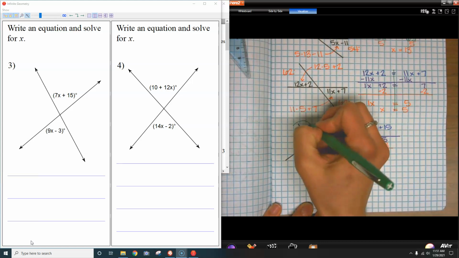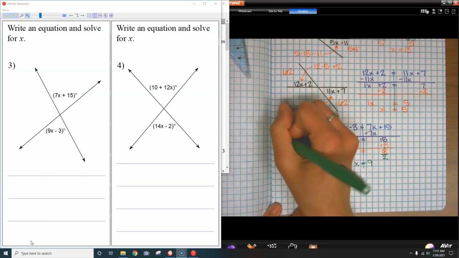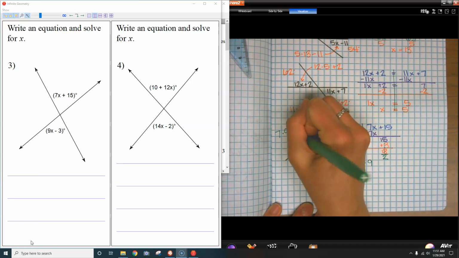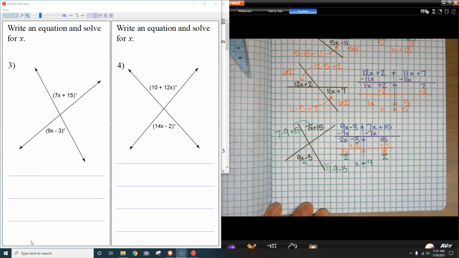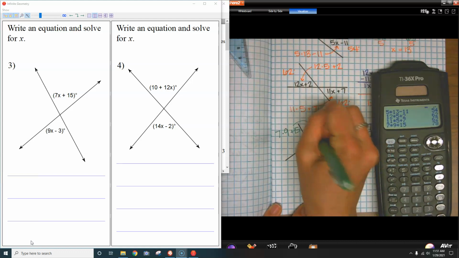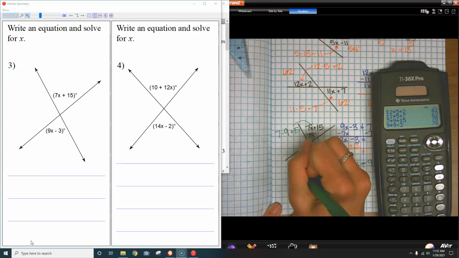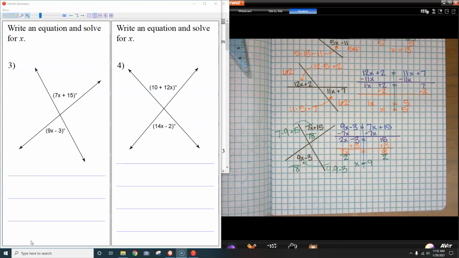So I plug my x value back into each expression to make sure I didn't make any mistakes in my math. 7 times x, which is 9, plus 15. 9 times x, which is 9, minus 3. All right. 7 times 9 plus 15 is 78 degrees. 9 times 9 minus 3 is 78 degrees. Our opposite angles are equal. We did it correct.